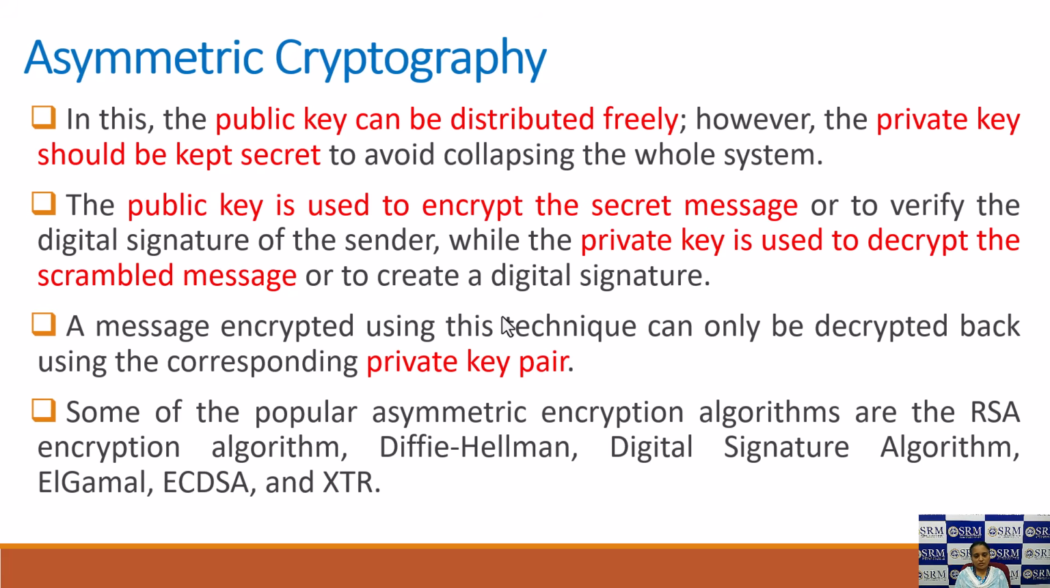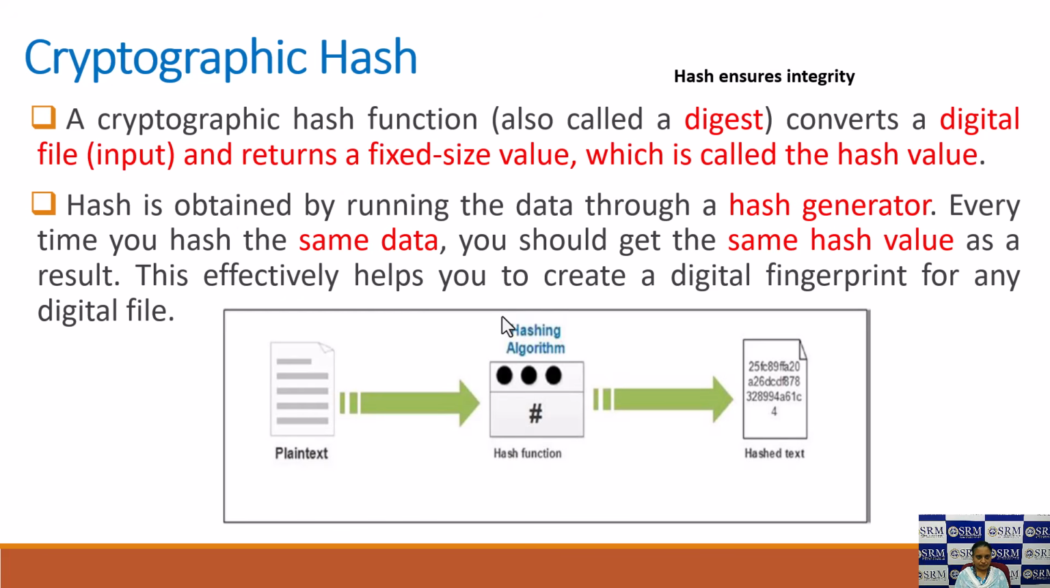What are the famous algorithms? RSA, Diffie-Hellman, Digital Signature, ElGamal, ECDSA, and XTR. These are the algorithms available for asymmetric key.